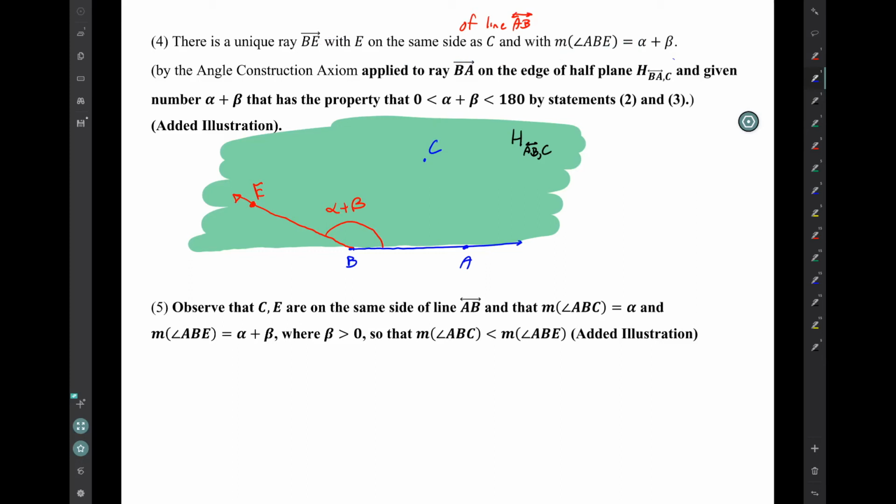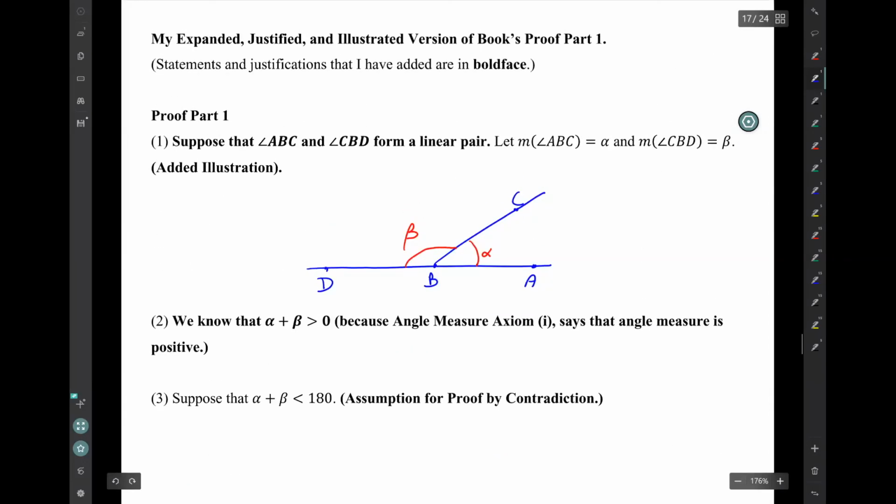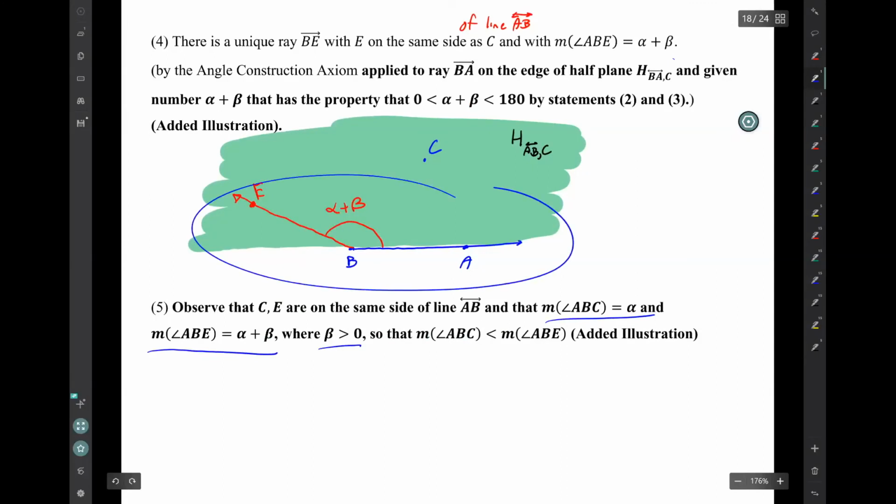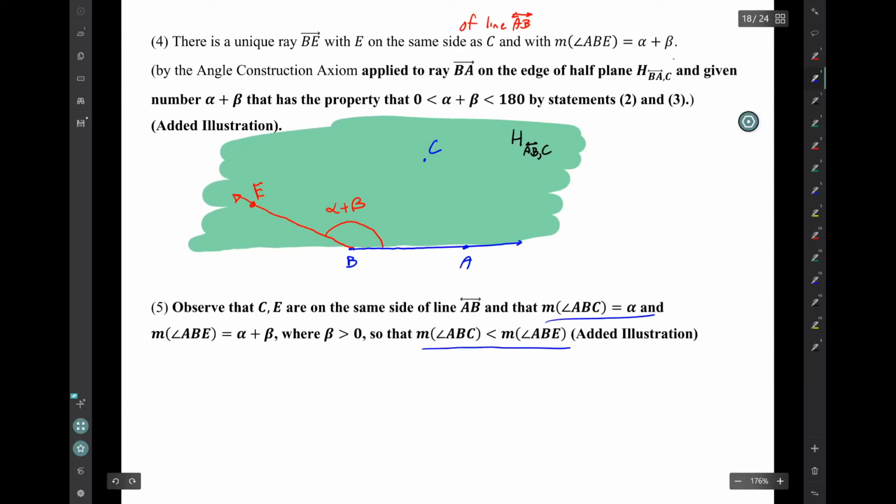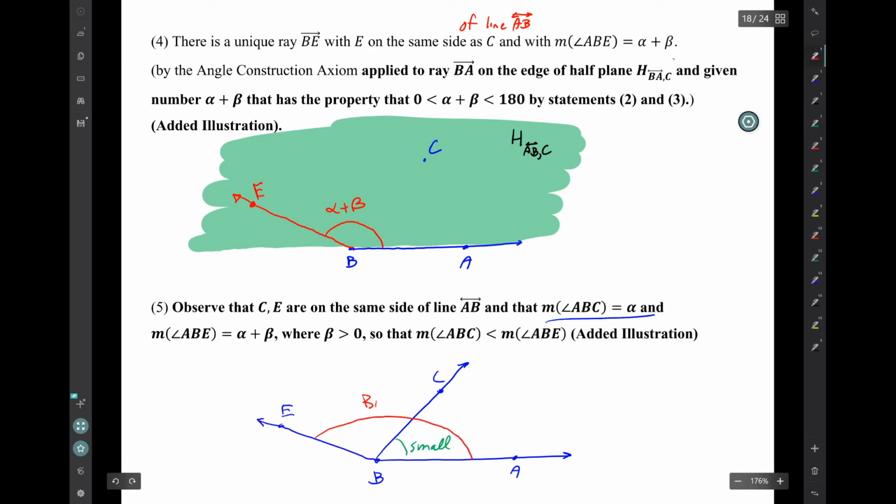And also notice that the measure of angle ABC is alpha, and the measure of angle ABE is alpha plus beta, where beta is greater than 0. So the measure of angle ABC is alpha, and the measure of angle ABE is alpha plus beta. And so therefore we can see that measure of angle ABC is less than the measure of angle ABE. I'm going to illustrate that. There's an illustration of this statement that the measure of angle ABC is less than the measure of angle ABE.